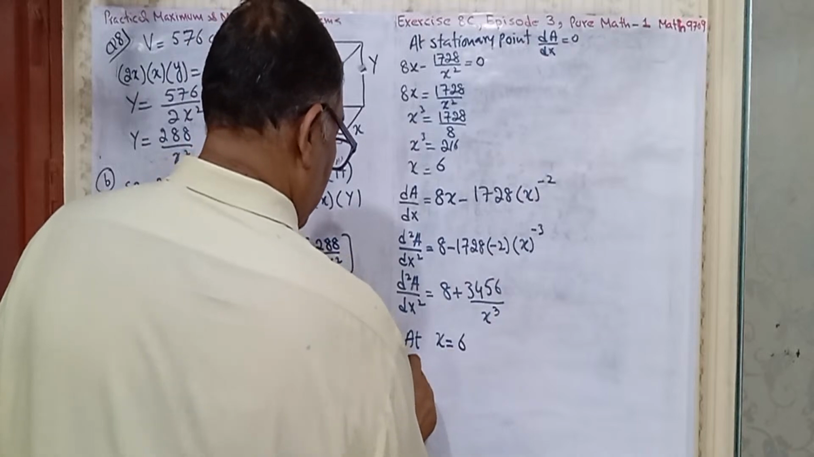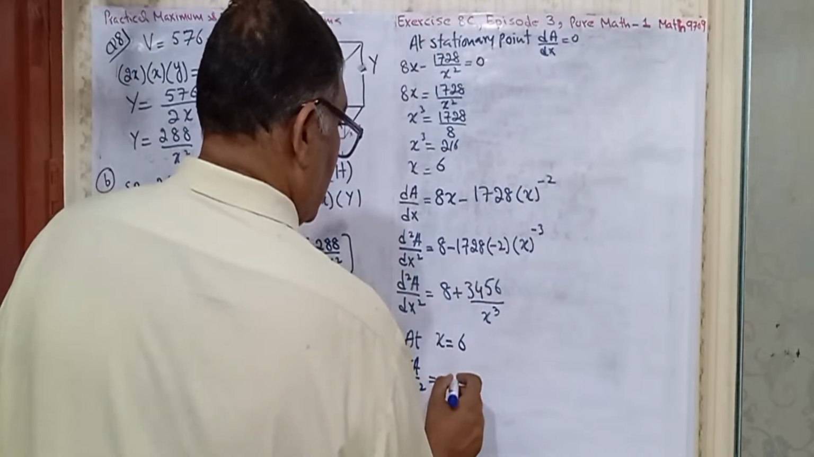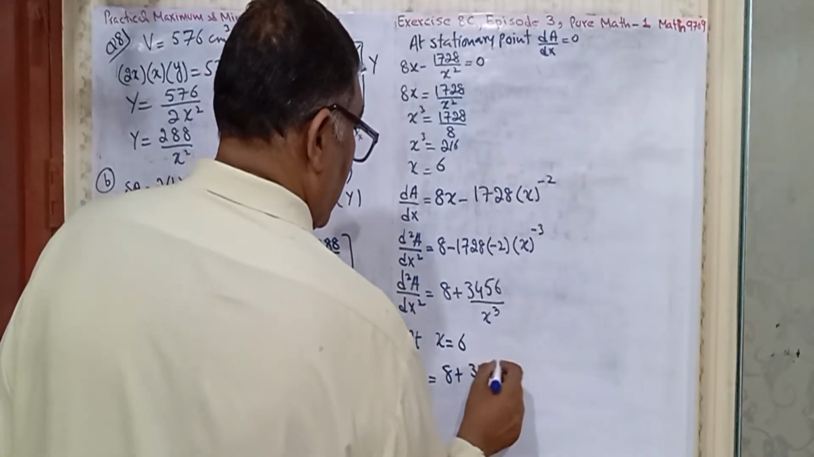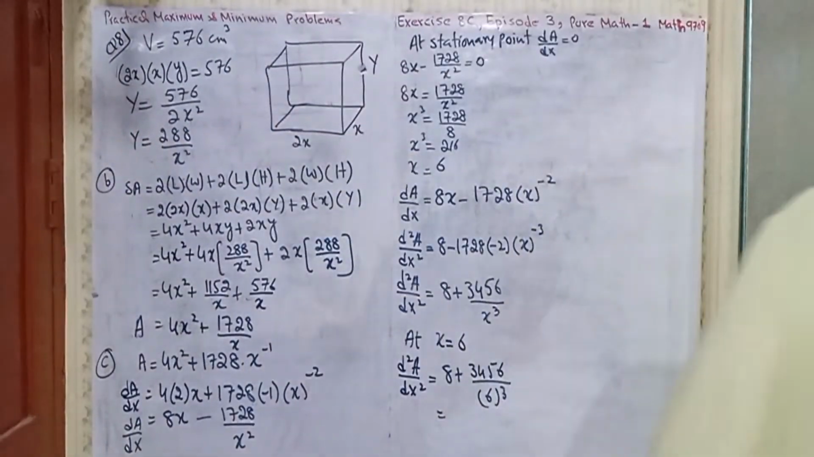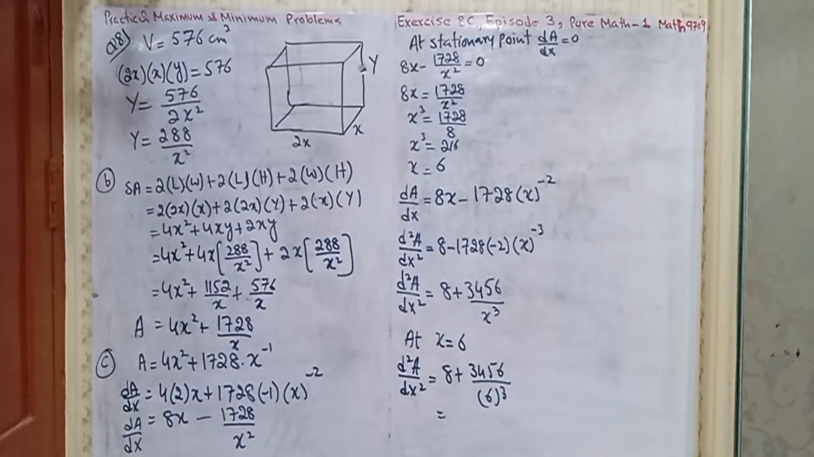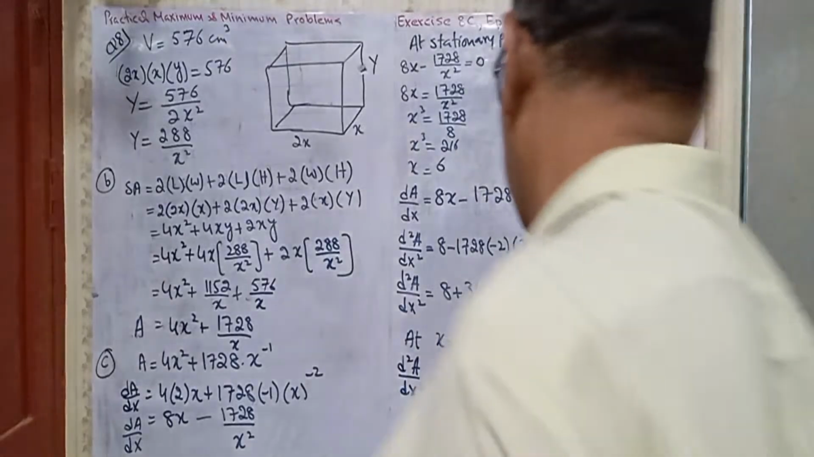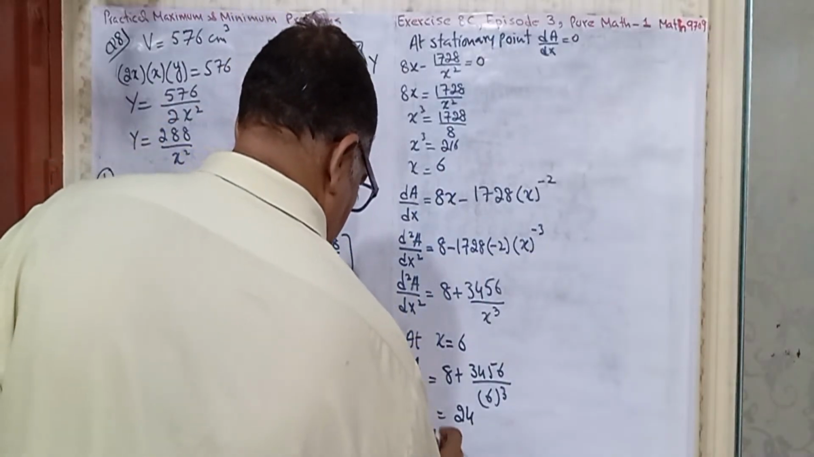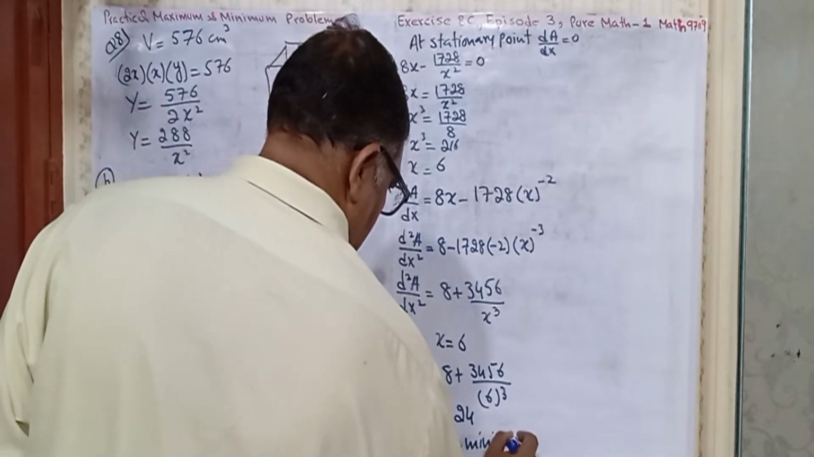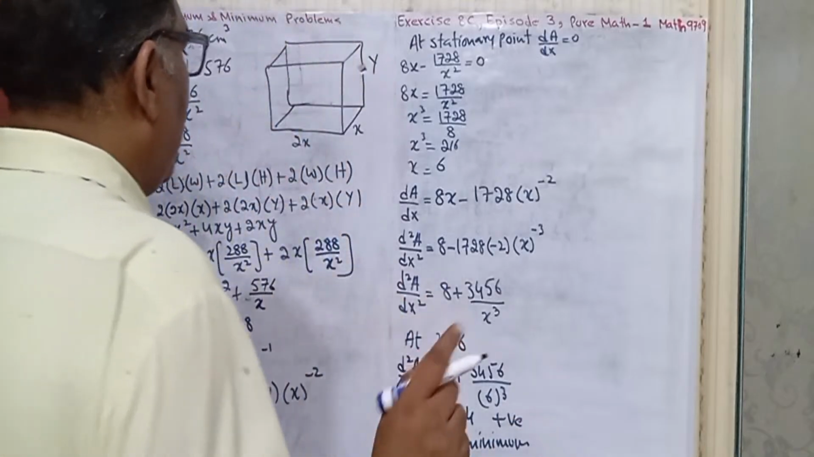So what will be the value of d square A by dx square? It will be 8 plus 3456 divided by 6 cube. And when I do this, 8 plus 3456 divided by 6 cube, the answer is 24, which is positive. So at this point, the value of A is a minimum because this is positive.